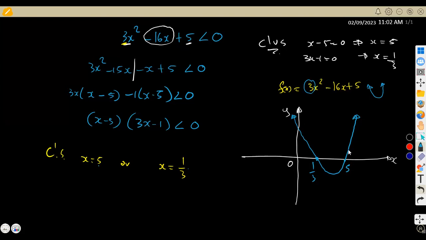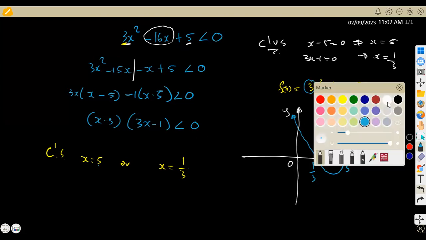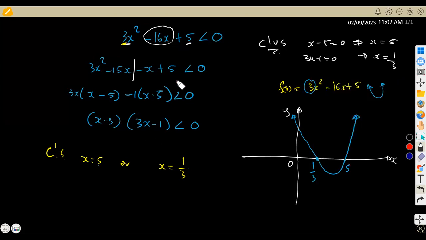Okay, so remember what I told you guys. If it is given that your f of x here is the one that you work with, our f of x, the whole of this function, we can see that it's less than 0. So where do we have the values of x where our function is less than 0? Our function is less than 0 below the x-axis. So we need the values which are below the x-axis, and these are the values in between this region.